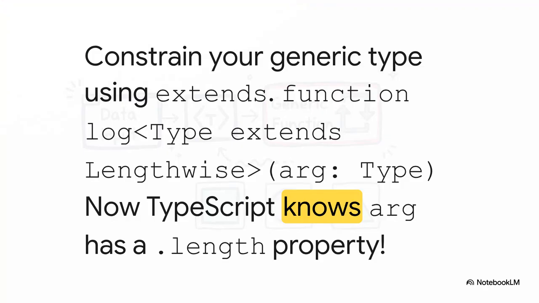And now we put it all together. See that extends keyword? That is the magic. We're now telling our generic type that it can't just be anything anymore. It can be any type as long as it follows the rules of our Lengthwise contract. And just like that, TypeScript is happy. It knows for a fact that arg will have a .length property, and our error just vanishes. This is a total game changer.